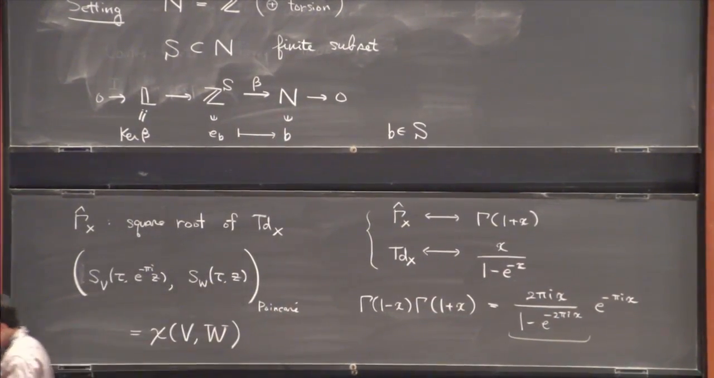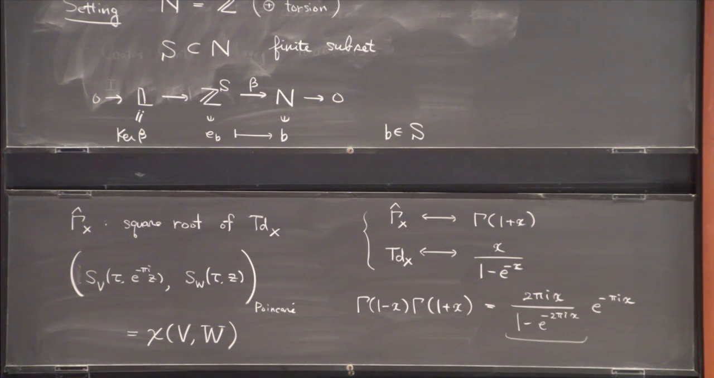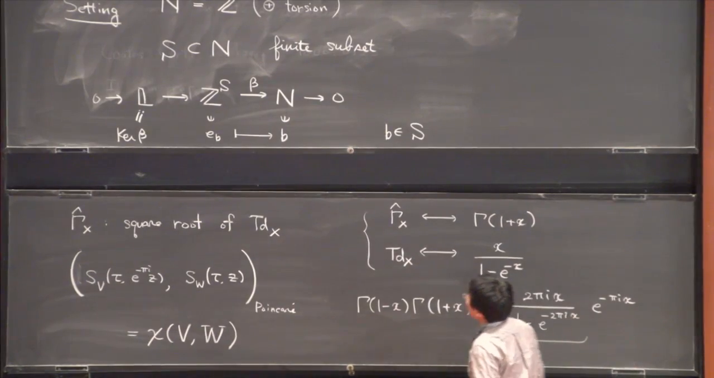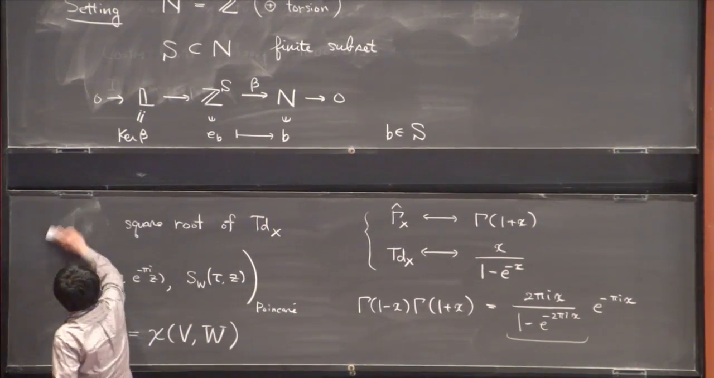And in this setup, maybe I will give you an example later, but you can think of this as a standard sequence in toric geometry, which defines toric varieties, toric orbifolds, or toric Deligne-Mumford stacks.